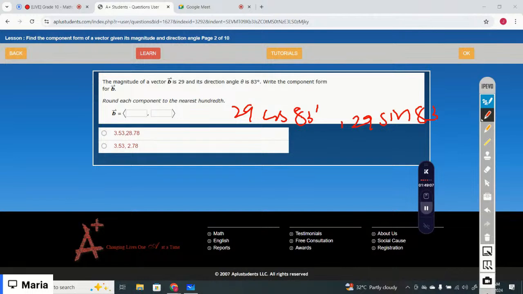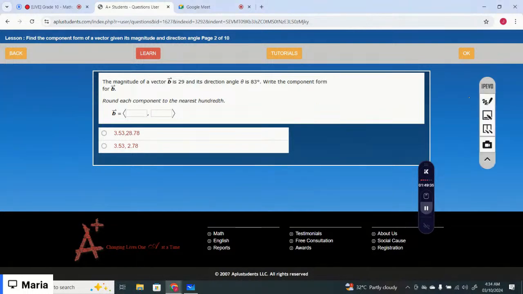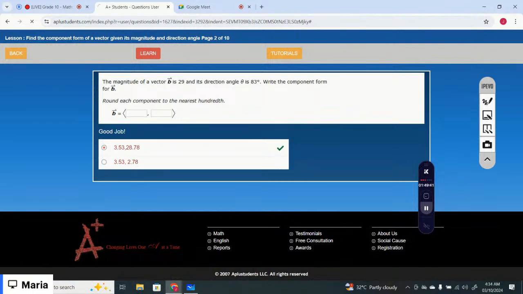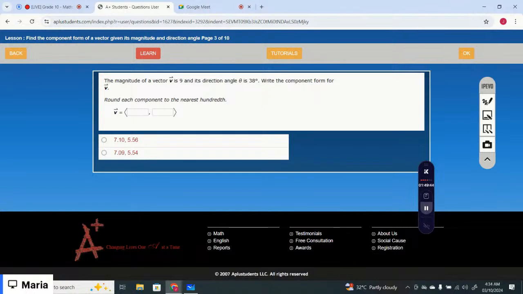29. That is 3.53, and the second one is sine 83 times 29, so that is 28.78. So option number 1 is the correct option. That is 3.53 and 28.78. So all you have to do is the calculations, right? So the correct option is option number 1. That is 3.53 and 28.78.